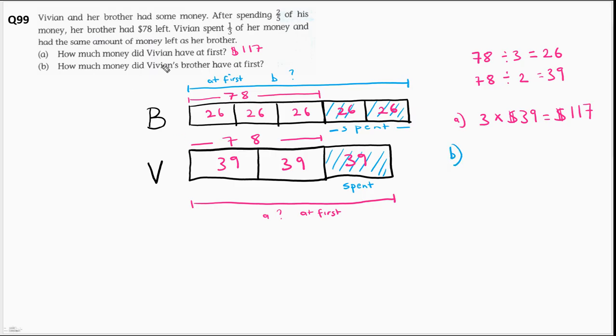And then we're asked, let's look at B. How much money did Vivian's brother have at first? So this is this one. Well, he had 26 times 1, 2, 3, 4, 5. So this is 5 times $26, and 5 times $26 is $130.